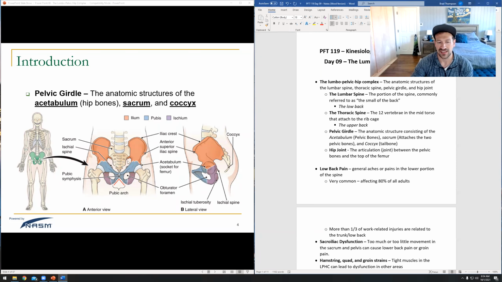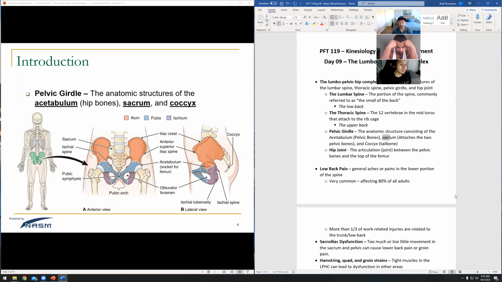And then what holds the acetabulum together is that little triangle shaped bone right here. That's your sacrum, which is a bunch of bones fused together. And then you've got your coccyx at the very bottom there, which is one of our remnant pieces. That's what's left of our tails as we grew out of that.